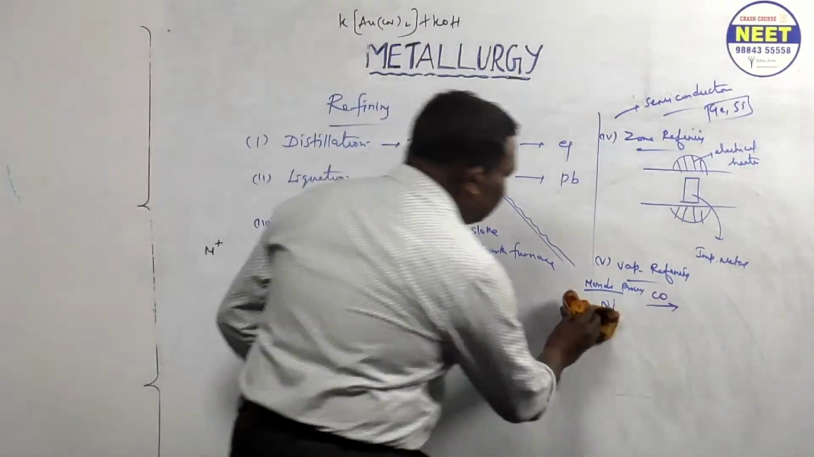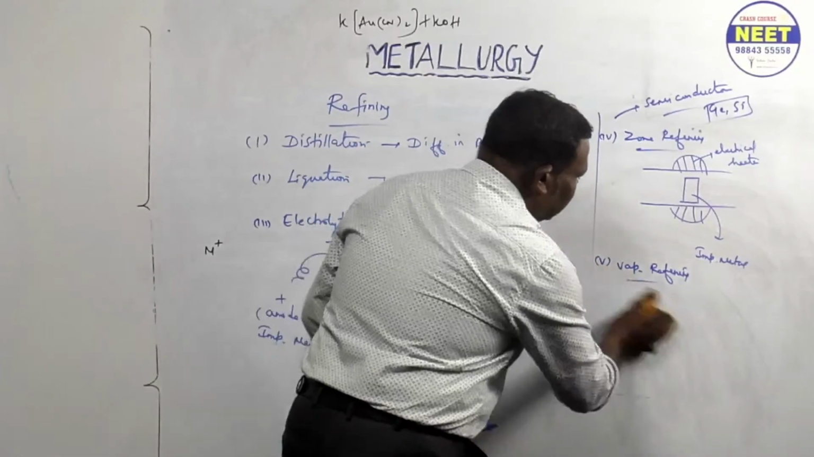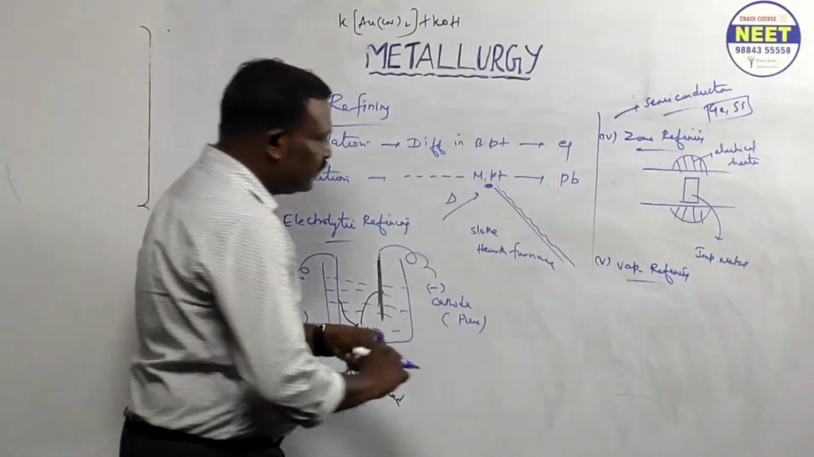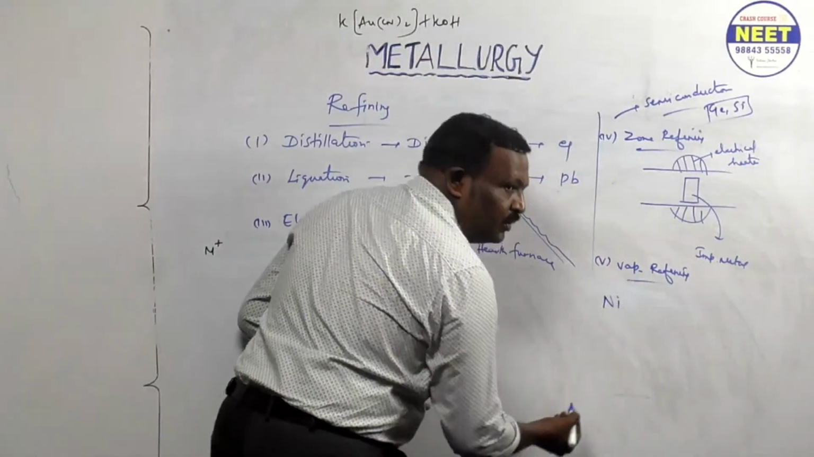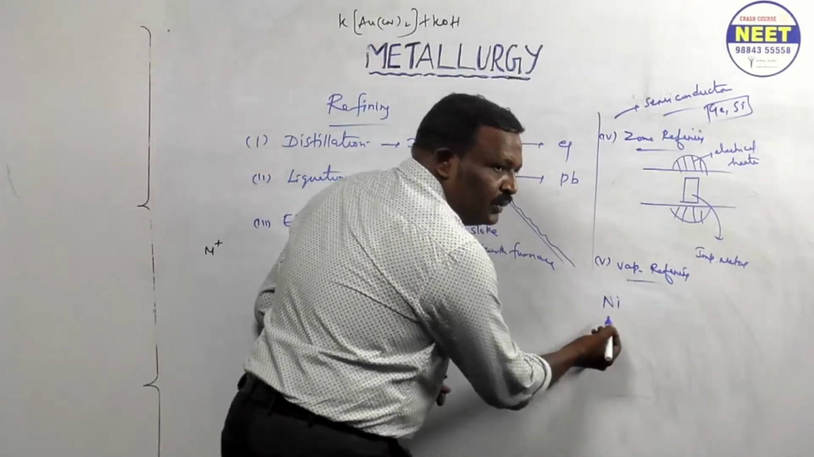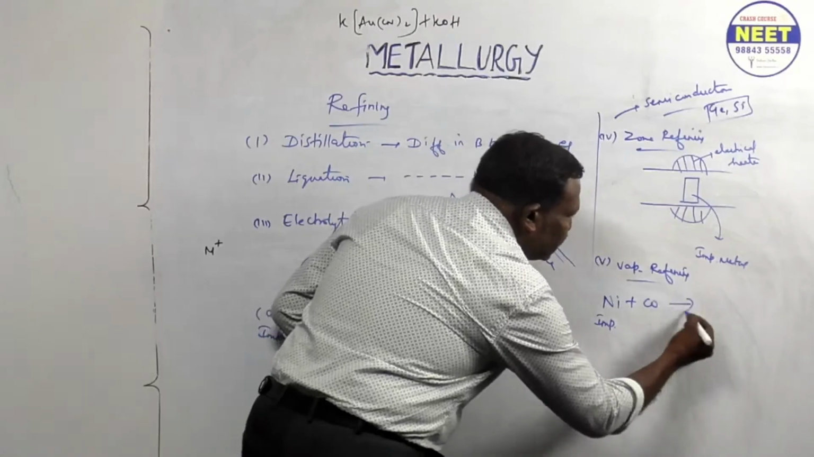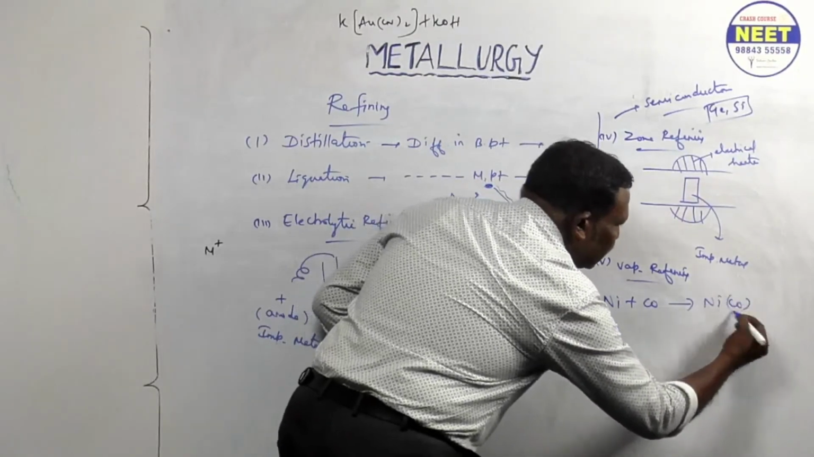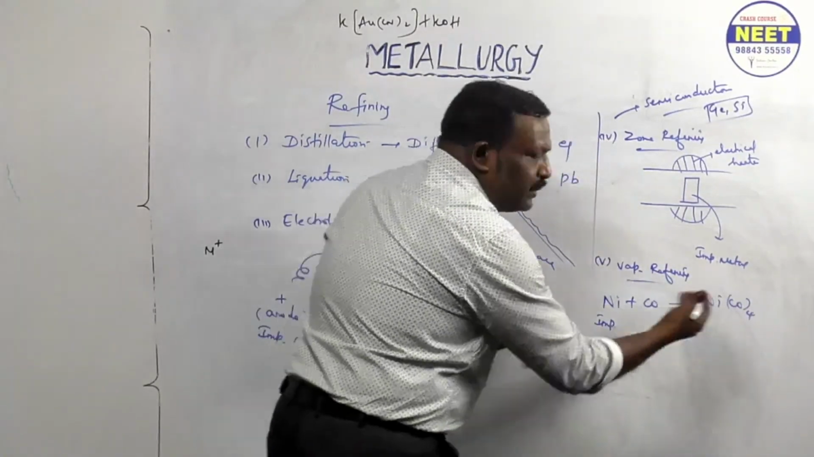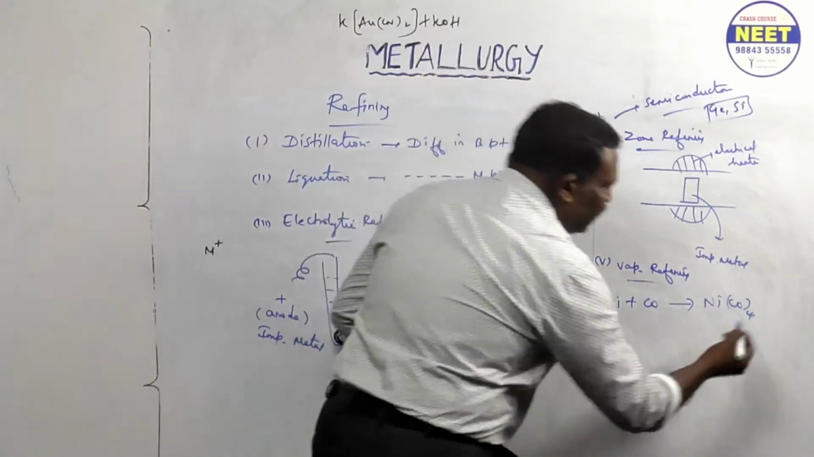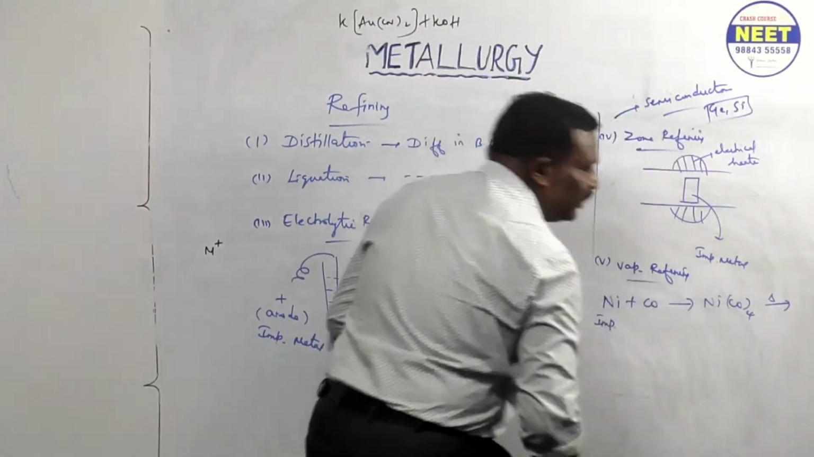After extracting nickel by the usual method, the nickel is separated, but now it is impure. It is called impure nickel. Then carbon monoxide is added. It forms nickel tetracarbonyl. This is vaporized. Then it is again decomposed to get nickel.